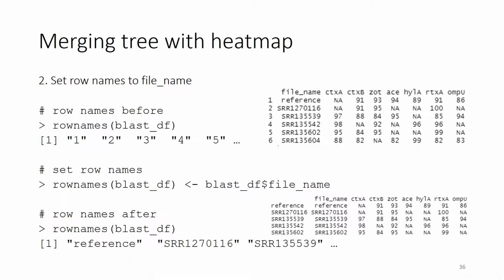Next, we're going to set the row names so that they match up with our tree. If we want to check what the row names are before, we can do rownames on our BLAST data frame, and we can see that they're 1, 2, 3, 4, 5. And you can also view it in the console. And to set them, we do rownames and we specify that we want it to be the file name. And when we check it after, we can now see, okay, yes, it's those SRA numbers that link to the tree. But now we have the row names and the file name variable, but we don't want this. It's going to interfere with our heat map.